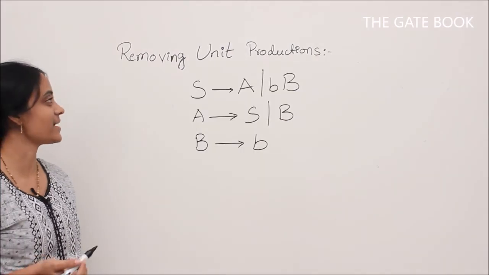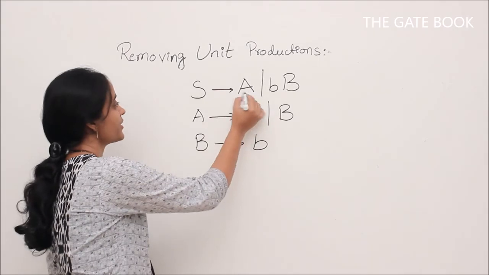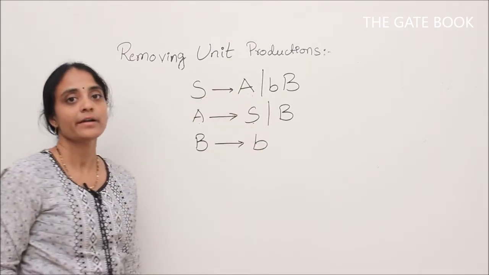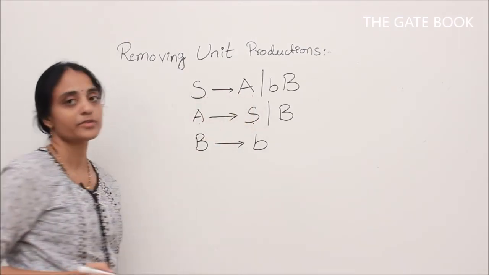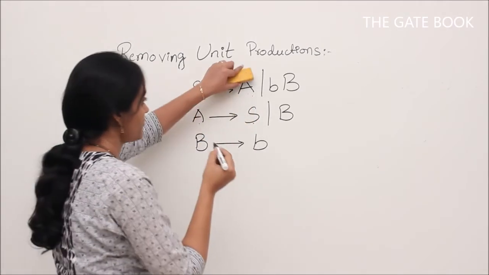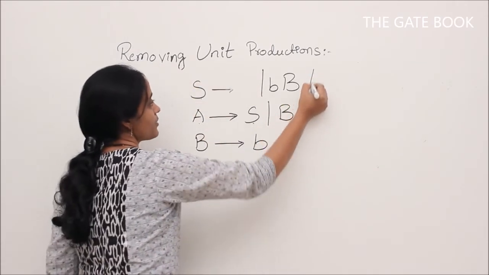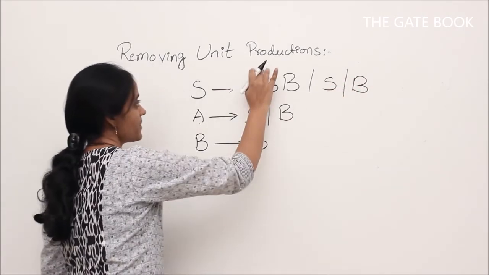Let's take one more example and see how to remove unit productions. So there are 3 unit productions in total: S derives A, A derives S, A derives B. Now we can pick any of them. So we'll start with S derives A. So to remove S derives A, if we want to remove this, we should add A productions, right? So what are they? S derives S or S derives B.